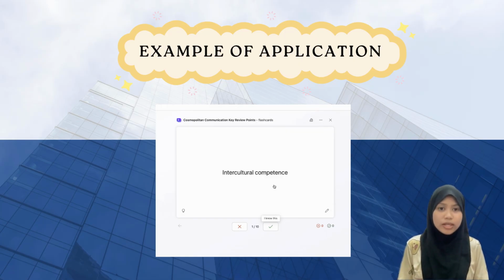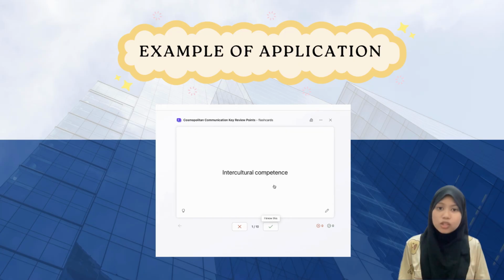Students should try to answer the question first before flipping the card. This is useful because it trains students to recall information from memory instead of immediately reading the answer. Students need to pause and think. This makes the revision process more active. Then, when the card is flipped, the back side shows the answer.